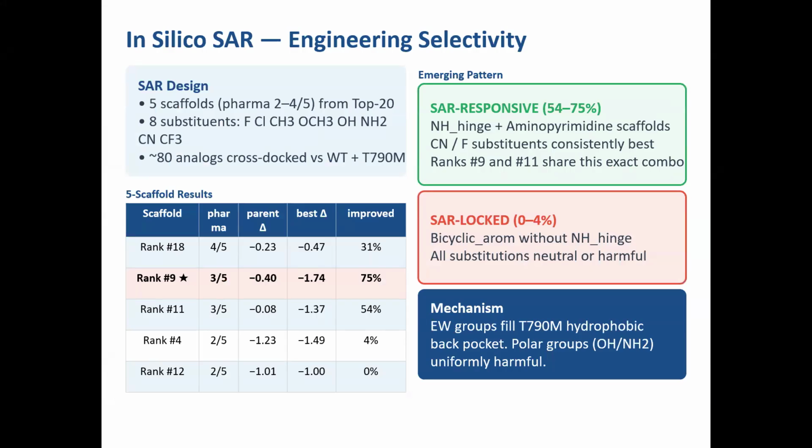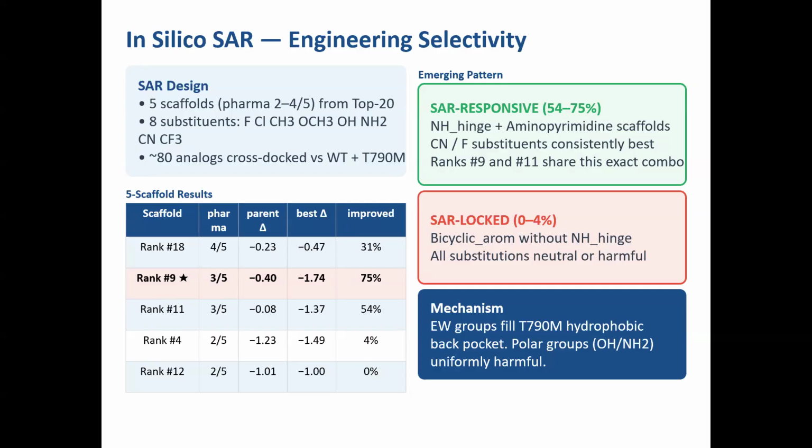Here are my systematic SAR results: 8 substituents, 5 scaffolds, and 80 analogs. You can see NH hinge plus aminopyrimidine scaffolds show 54 to 75% improvement here. CN works best, then F. OH and NH2 are universally harmful. Bicyclic scaffolds without the NH hinge are locked at 0 to 4%.